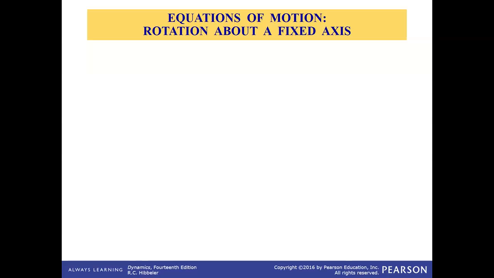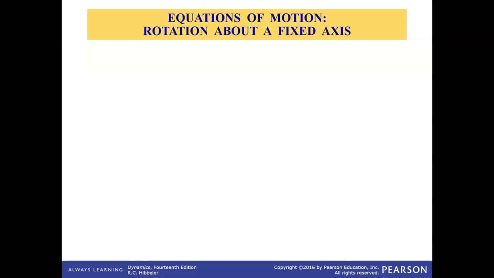In the previous class, we derived the equations of motion for a rigid body in translation only. We considered two different cases of translation, rectilinear translation and curvilinear translation, and derived the equations of motion. Now, in this part of the video, we will talk about the rotation of a rigid body about a fixed axis.